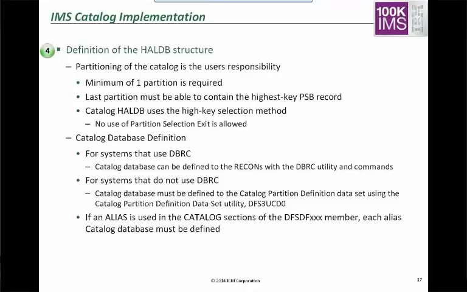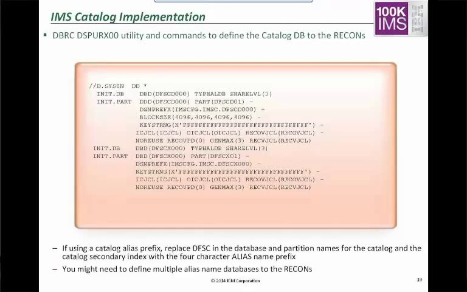If an alias is used in the catalog section of the DFSDFxxx member, then each alias catalog database must be defined. And I'll talk about why you might need an alias a little further down the road. So here on the next page, page 18, we are showing you how to define your catalog database and partitions to DBRC using the DBRC utility. And here are the commands.